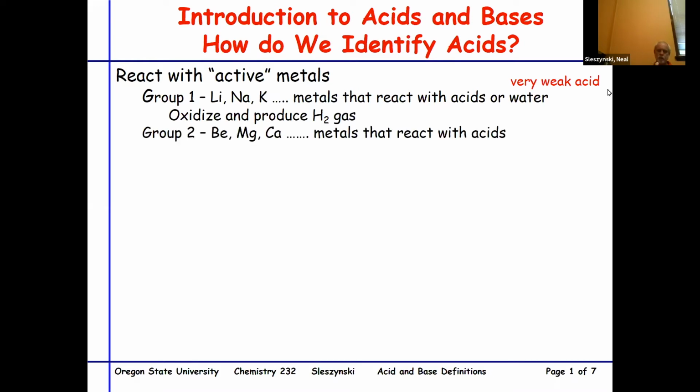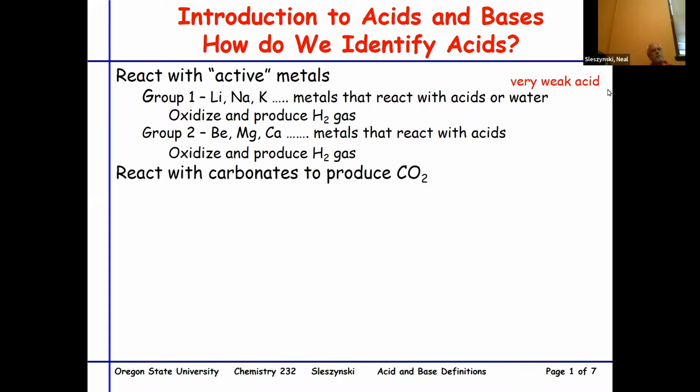Group 2 elements, beryllium, magnesium, calcium, are metals that are reactive enough to react with acids, but not reactive enough to react with water, and similarly oxidize in their reaction with acids to produce hydrogen gas. Acids are materials that will react with carbonates to produce carbon dioxide, so you can react acids with things like limestone, which is mostly calcium carbonate. Also, acids will react with bases to produce salts.